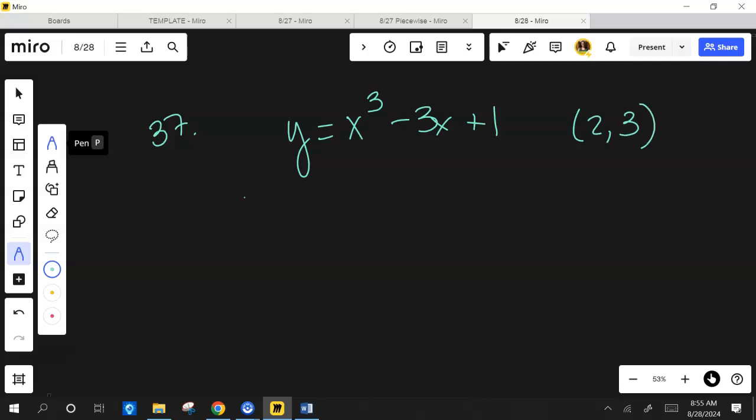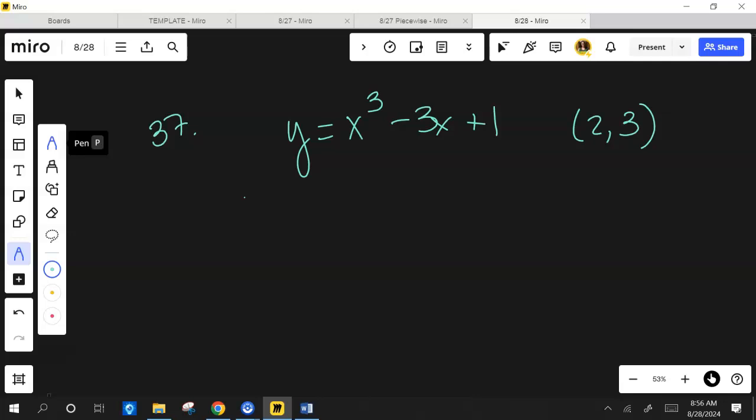Here's where we get into the application stuff that y'all hate. Find an equation of the line perpendicular to the tangent line. So what am I asking you for? The normal line. Find the equation of the line perpendicular to the tangent line of the curve at the point 2,3. Mark, set, go.